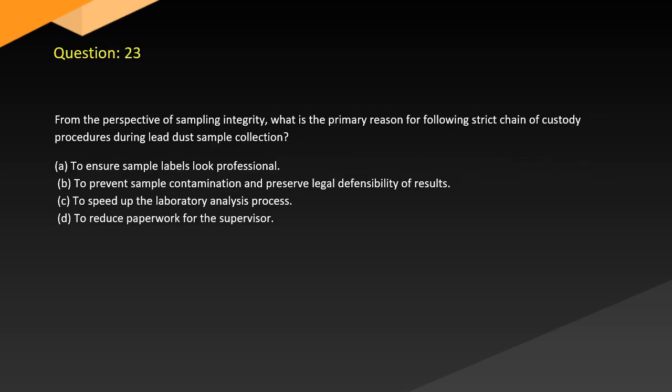Question 23. From the perspective of sampling integrity, what is the primary reason for following strict chain of custody procedures during lead dust sample collection? A. To ensure sample labels look professional. B. To prevent sample contamination and preserve legal defensibility of results. C. To speed up the laboratory analysis process. D. To reduce paperwork for the supervisor.